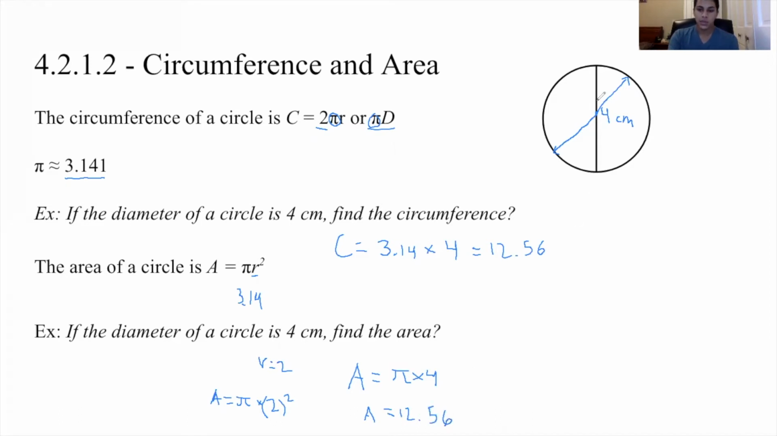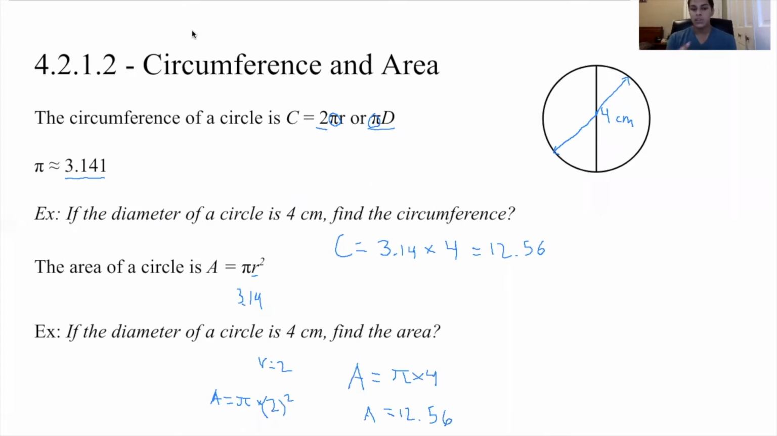And so, in case you're wondering, this is the only type of circle that actually has the area and circumference as the exact same. One that has a diameter of 4 centimeters. But in all other cases, your diameter and your circumference and your area will be different in the circle.